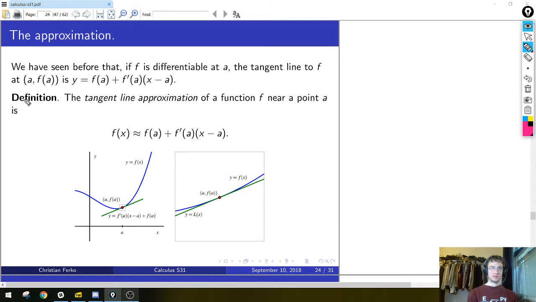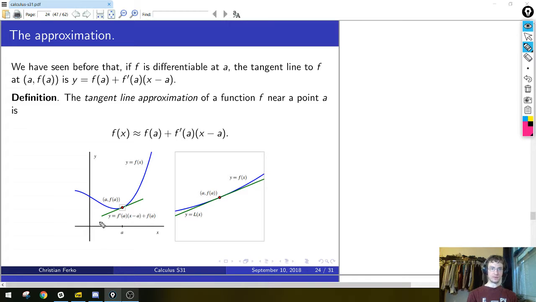So, a pretty intuitive definition. We're just going to say the tangent line approximation of a function f near a point a is simply the statement that the function f is approximately equal to this thing I've circled in pink above, the tangent line function y, which is, again, just copied, f of a plus f prime of a times x minus a.